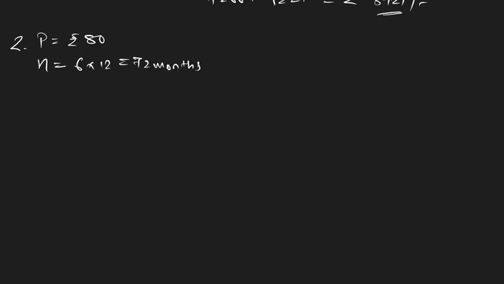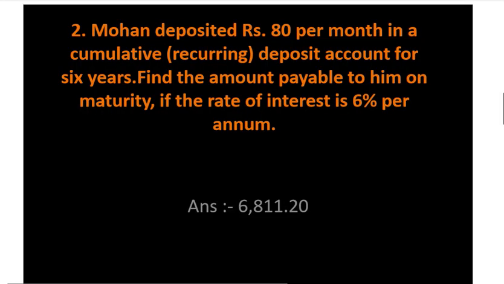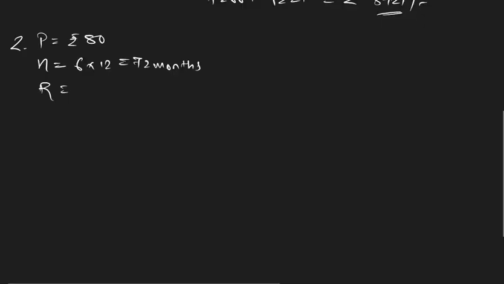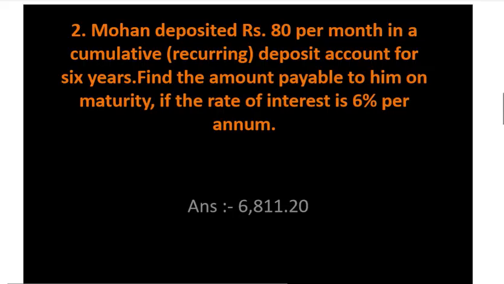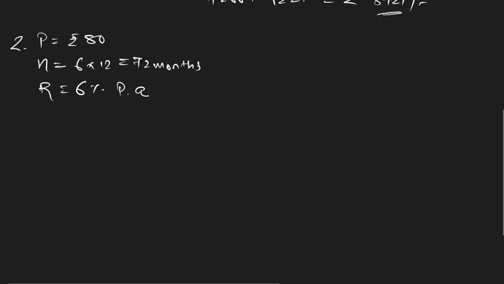Okay, so second question. Mohan deposited rupees 80 per month. So principal is rupees 80 per month for 6 years. So n is equal to 6 into 12, that is 72 months, right? 72 months is your time, and the rate is 6% per annum. This is the rate, and we have to find the amount payable to him on maturity. Again, we have to find the same thing as the last question, the amount on maturity, right?